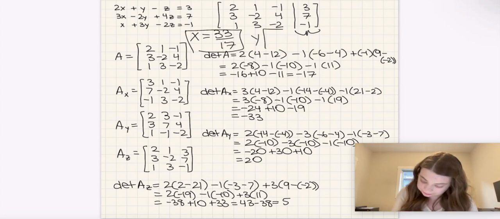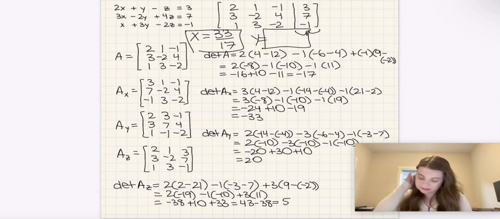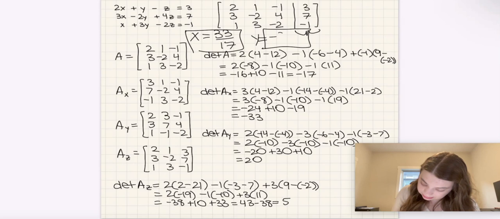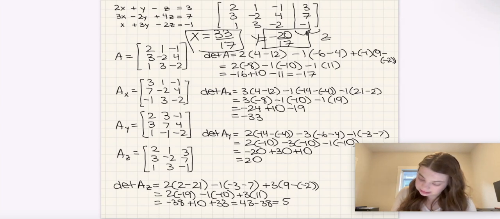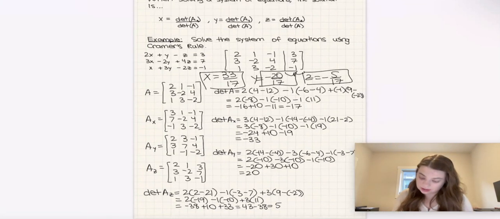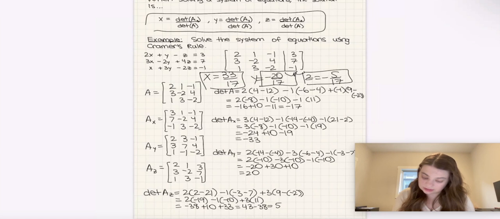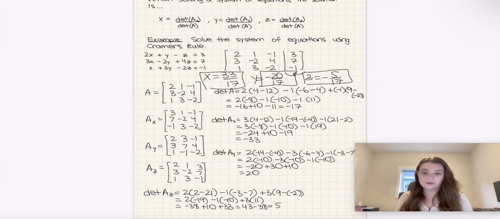For y, same idea here. It's going to be determinant of ay over determinant a. So that's going to be negative 20 over 17. And then for z, same idea here. It's going to be the negative version of 5 over 17, just by using what we found and then using these equations here. So really, once we found the determinants, we've done pretty much everything. We can just use a simple division equation to figure out the rest using Cramer's rule.